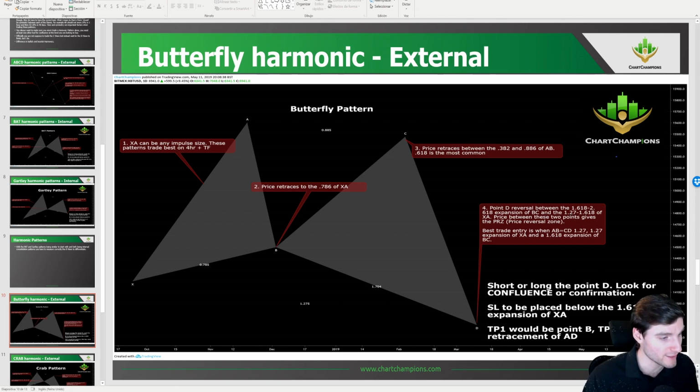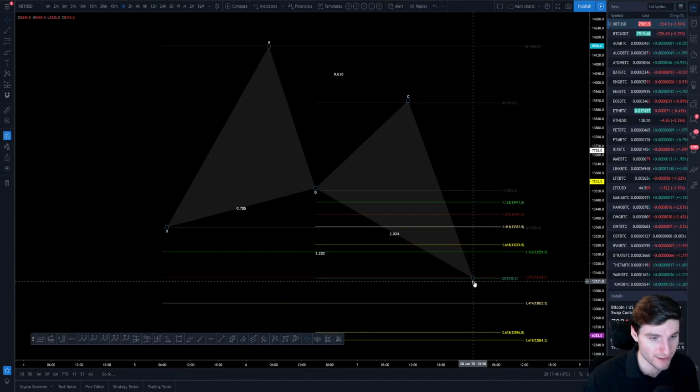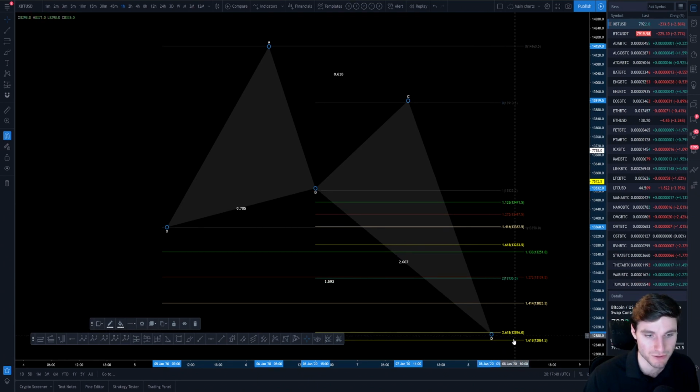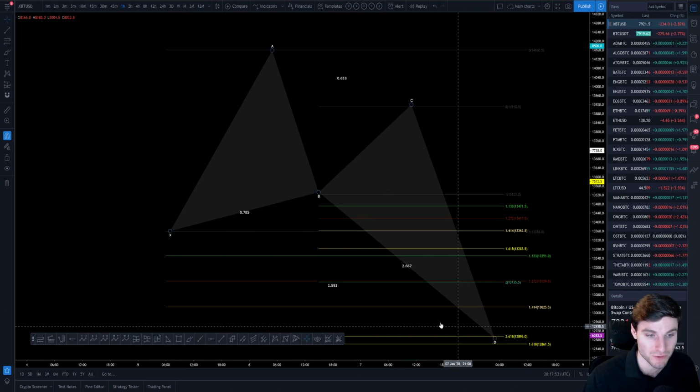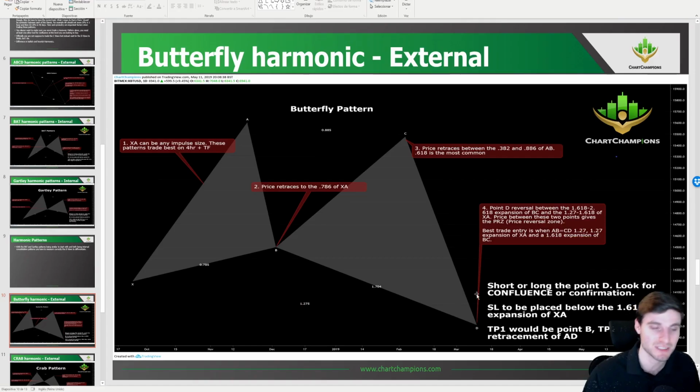I guess I could line this up here, and then say, well, this is very nice indeed, isn't it? 2.618 and 1.618, something along those lines. You want to see a little bit of confluence lining up, or at least in the regions that one would specify. So the best trade entry is when AB equals CD at 1.272.